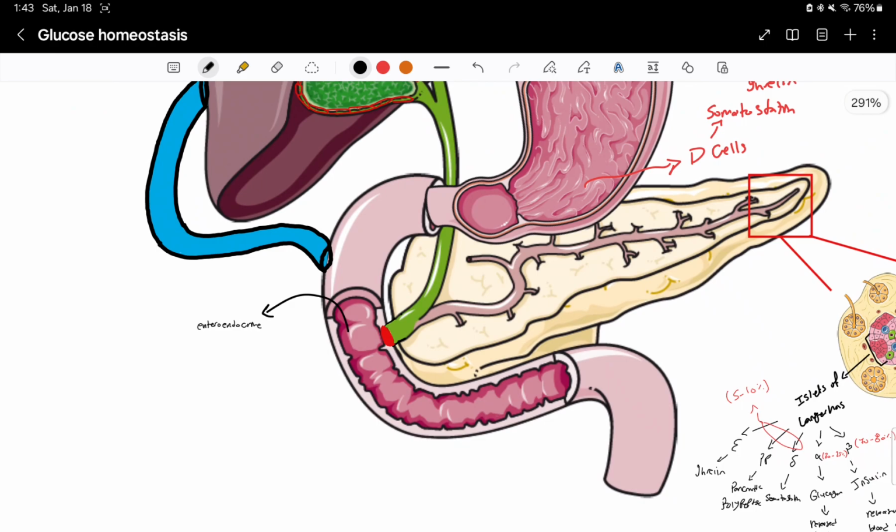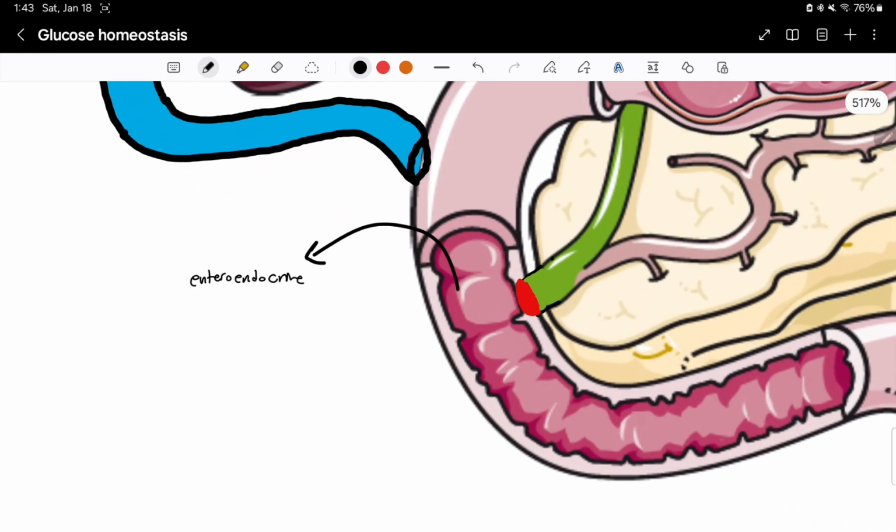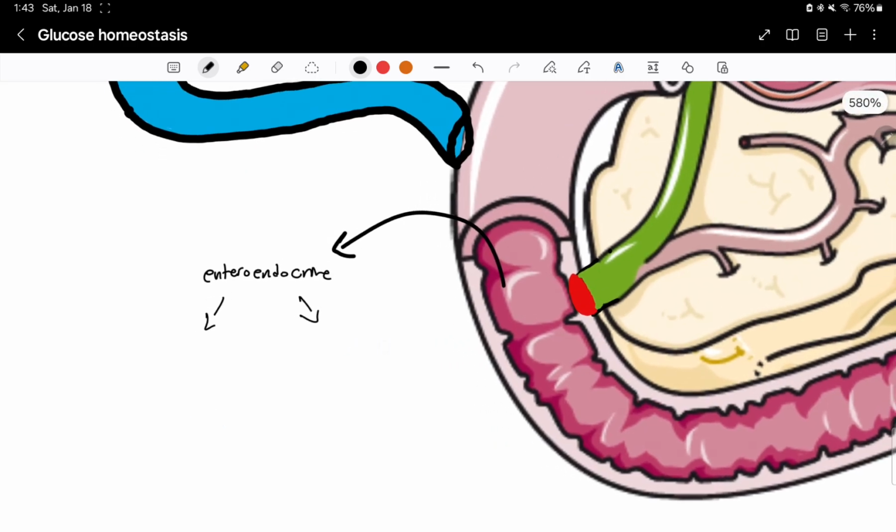Now, from the small intestine, there are going to be 2 hormones that I want you to know. If you recall, the small intestine had these enteroendocrine cells, right? We're going to only talk about 2 of them. If you want to know the full list, the gastric video is linked here, so you can go and watch it. We had the L cells and the K cells.